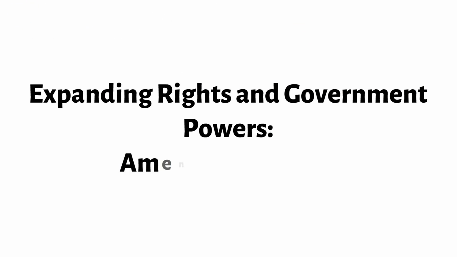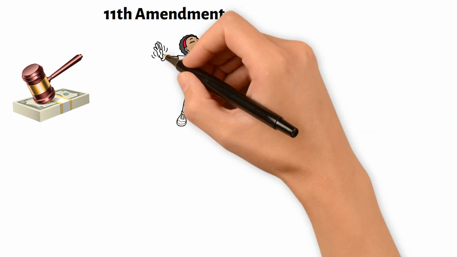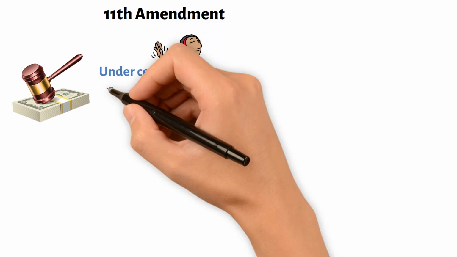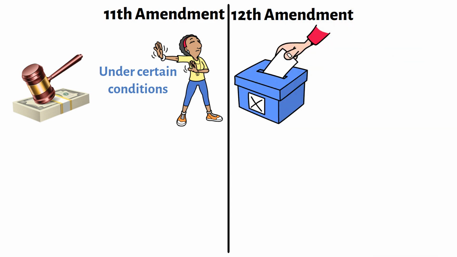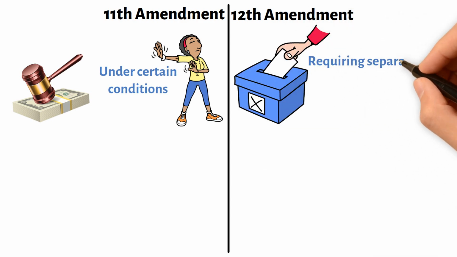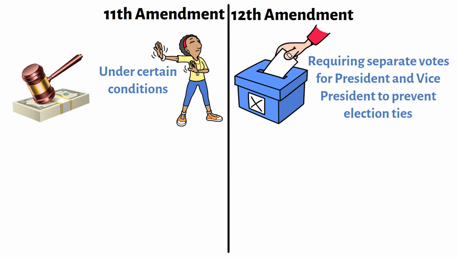Expanding rights and government powers, 11th Amendment to 27th Amendment. 11th Amendment limits lawsuits against states, clarifying that individuals cannot sue states in federal court under certain conditions. 12th Amendment revises the presidential election process, requiring separate votes for president and vice president to prevent election ties.